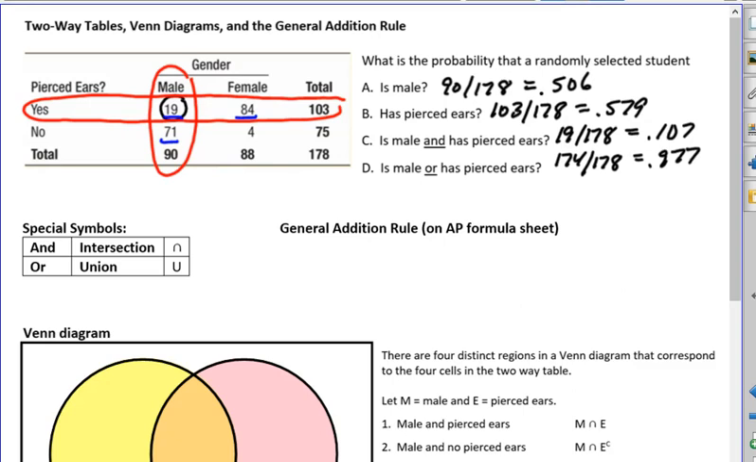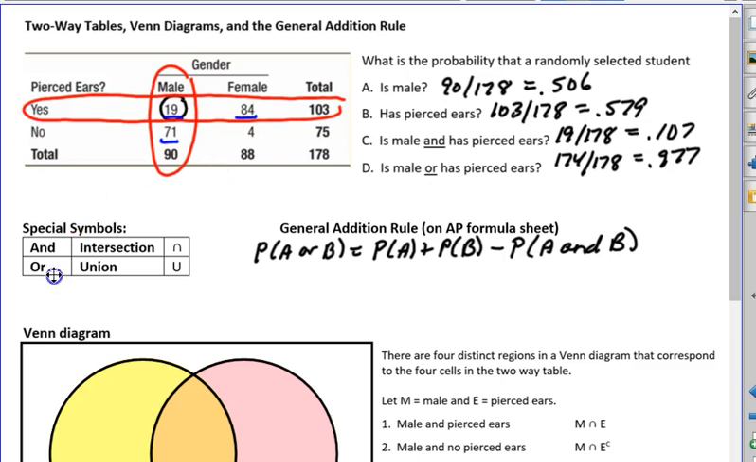Now this leads us to one of the two big formulas that's on the probability sheet, or on the AP formula sheet for probability. And this says the probability of A or B is equal to the probability of A plus the probability of B minus the probability of A and B.